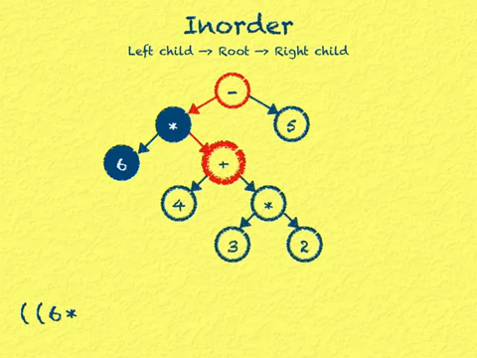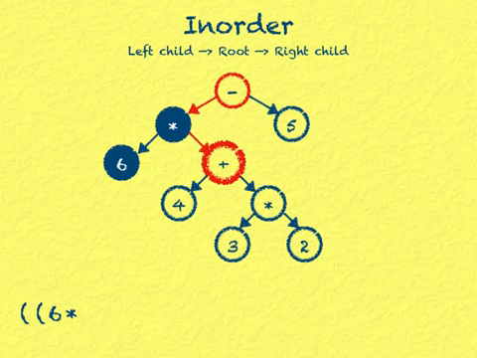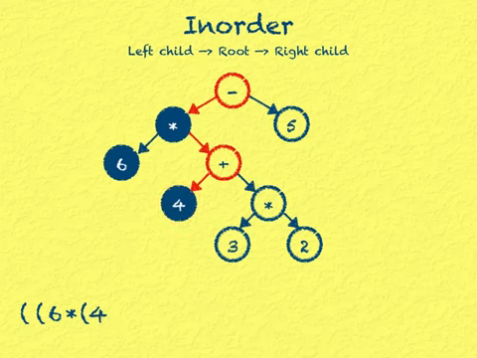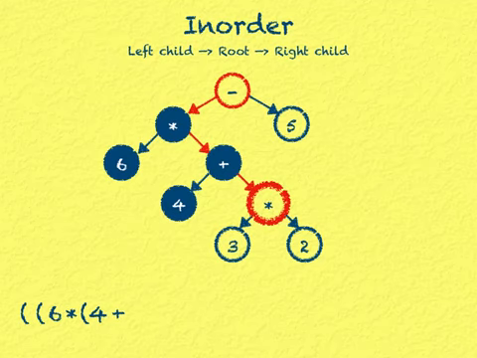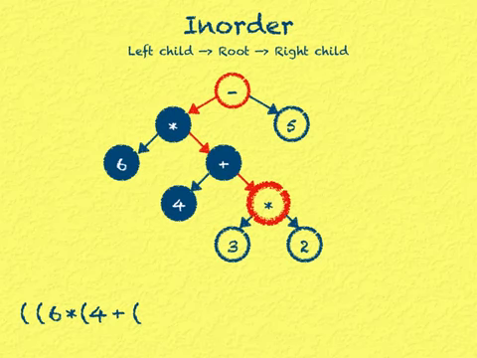Next we go to plus. Plus is a new binary operator, so we're going to insert new open parentheses. Go down to 4. 4 is a leaf. It gets visited. Come back up to plus. Plus is the root of that subtree, so plus gets visited. Now we're at multiplication. Multiplication is a new operator, so we're going to insert another set of open parentheses.